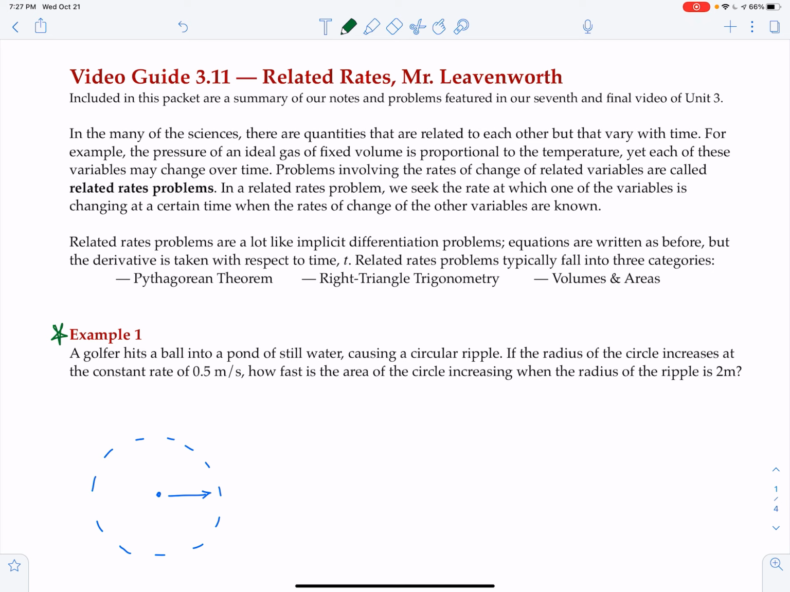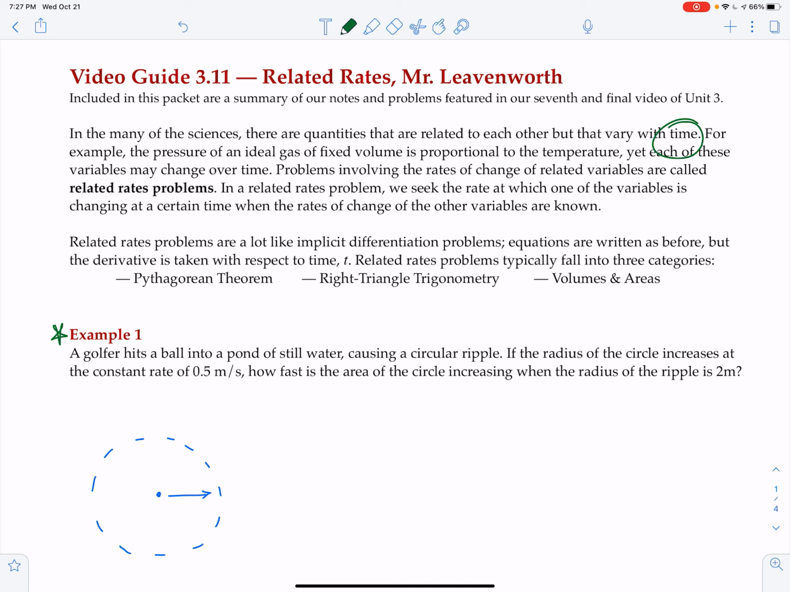This is from Section 3.11, and it is my all-time favorite calculus topic. It is that of related rates. Related rates is probably my favorite just because of the fact that it's so versatile and can be applied to so many different situations. If you read the opening paragraph here, it says, in many of the sciences, there are quantities that are related to each other but vary with time.